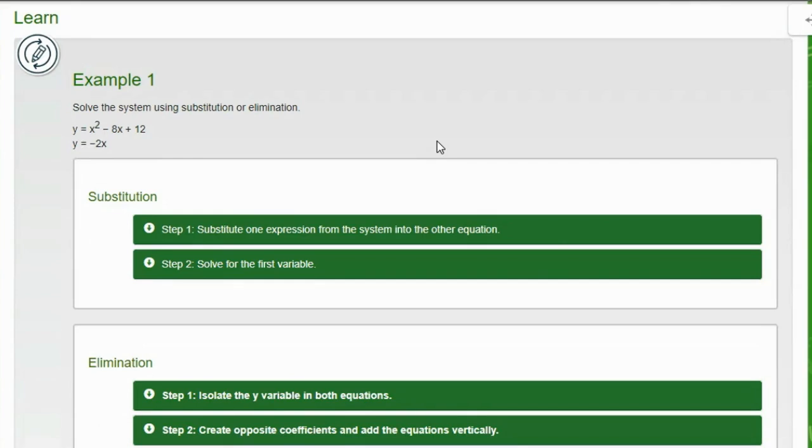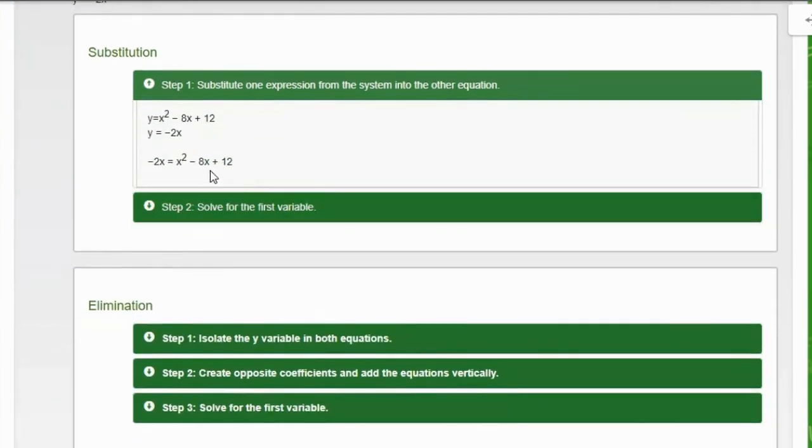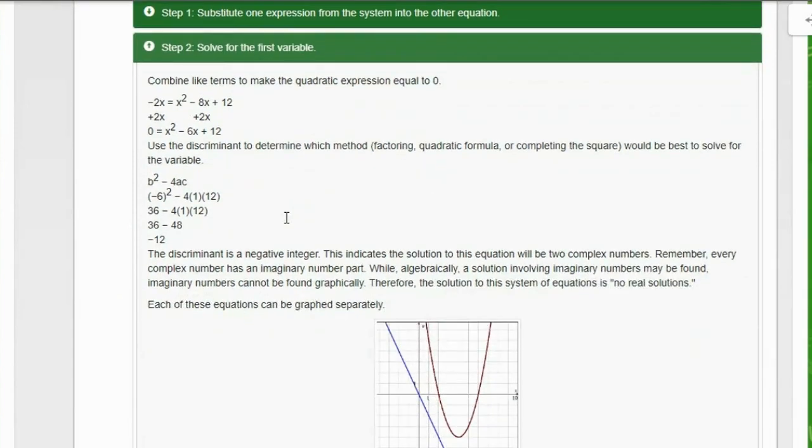Okay, here's the problem that I already worked first. X squared minus 8x plus 12 and -2x. That was the first one I did where we looked at the discriminant and we found out we didn't have to work the problem. They're solving it for the first variable. The discriminant is a negative integer. That means it's going to be 2 complex numbers, which means the solution is no real solutions, because complex numbers mean it's imaginary. Okay, an imaginary part. So that was one where we used the discriminant.